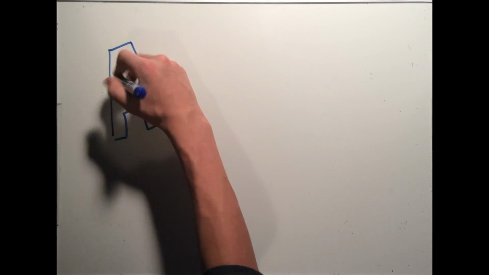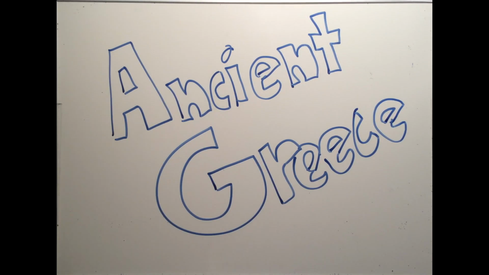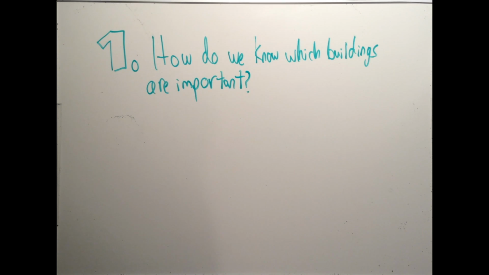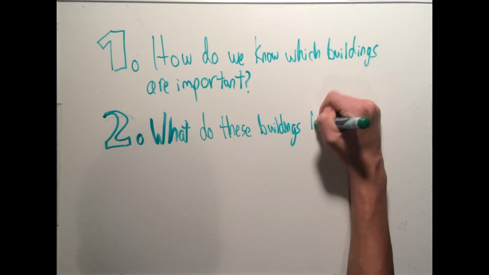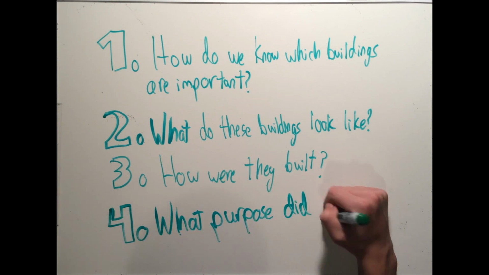In this episode, we are going to analyze the architecture of ancient Greece. In order to do so, we will answer four important questions. First, in a society, how do we know which buildings are important? Second, what do these buildings look like? Third, how were these buildings built? And fourth, why were these buildings built and what purpose did they serve? Let's start with our first question.